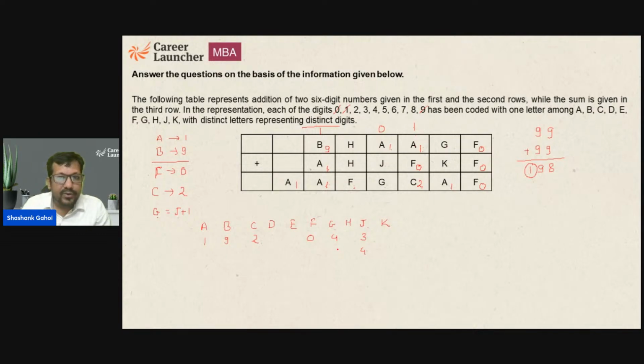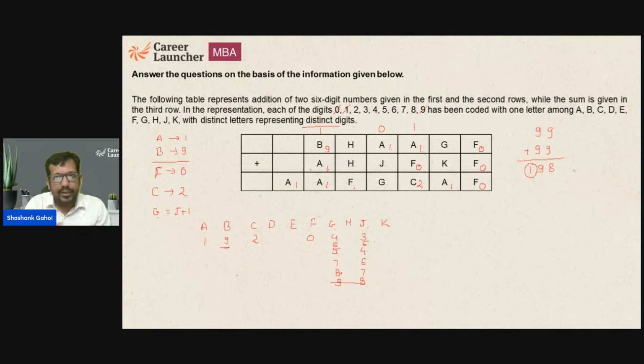Can it be 4 and 5? If J is 4, G can be 5. Now, can it be 6 and 7? Perhaps. Can it be 7 and 8? Perhaps. Can it be 8 and 9? No, because 9 is already taken, so this case is rejected. So G can be 4, 5, 7, 8. Sorry, there might be one more case, that is J is 5 and G is 6. So 4, 5, 6, 7, 8. These are the possible values.